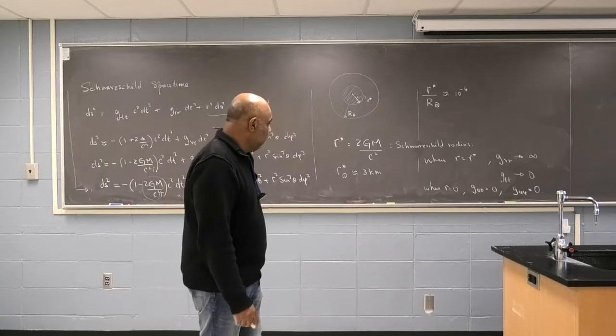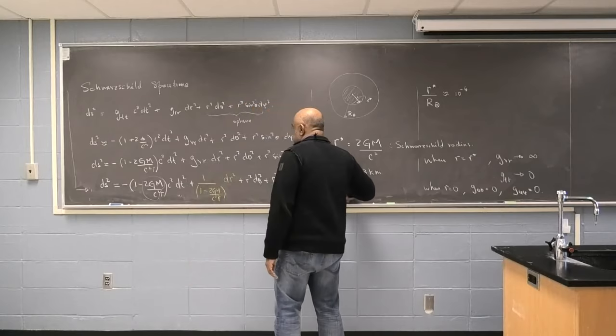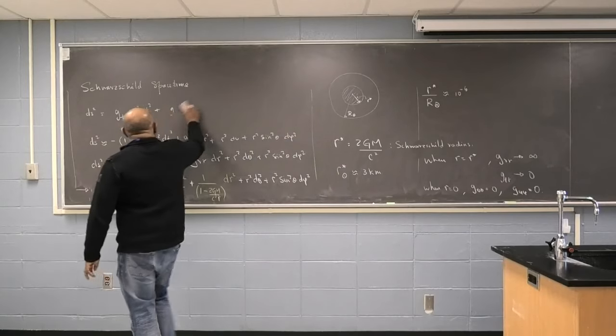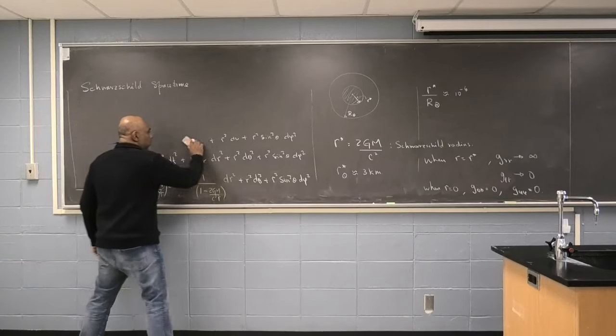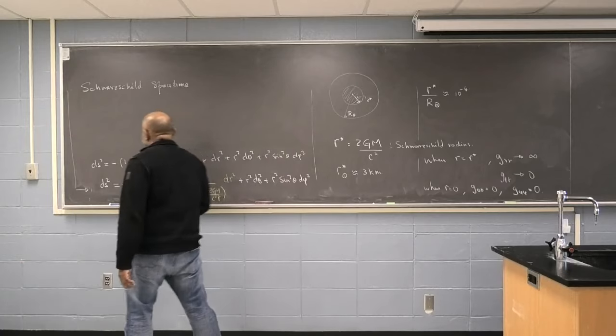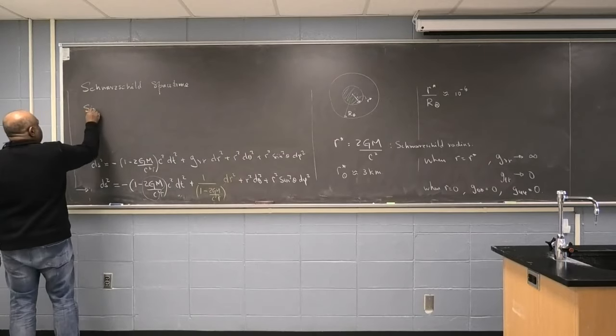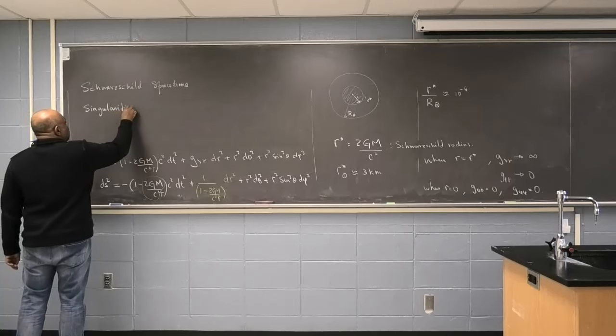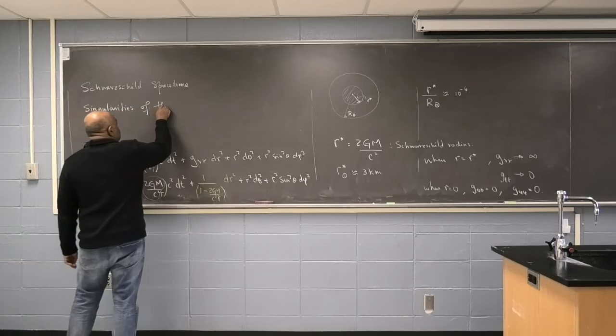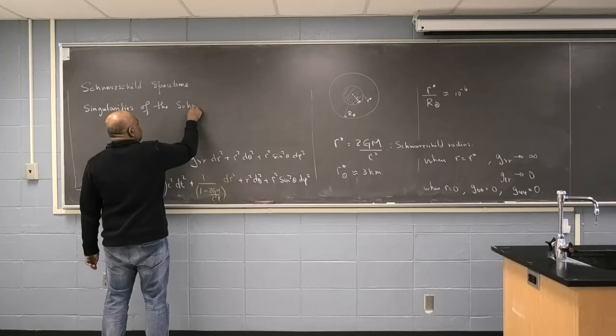Yeah? So, let me, for the moment, without giving any meaning to it, classify problems. I'm just going to call it singularities of the Schwarzschild metric.